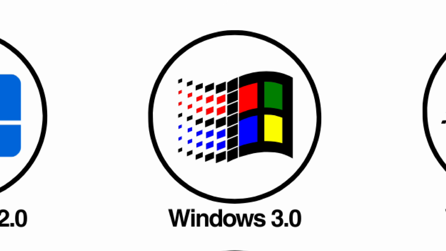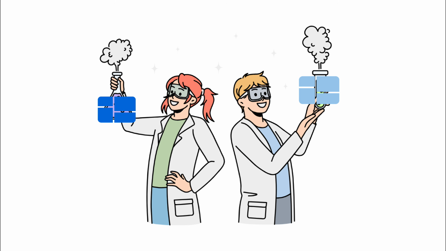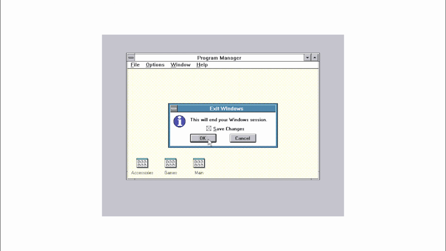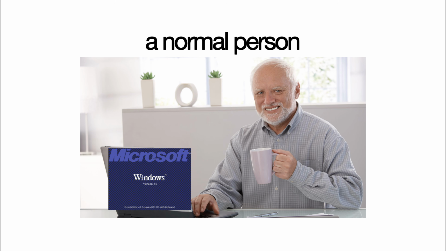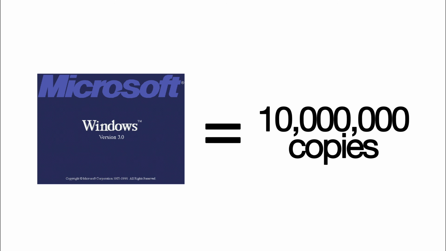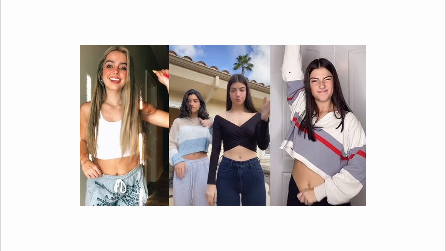Windows 3.0 was the first version that didn't feel like a science experiment. It had Program Manager, File Manager, and actually looked like something a normal person might use. It sold 10 million copies, which in 1990 was basically going viral.